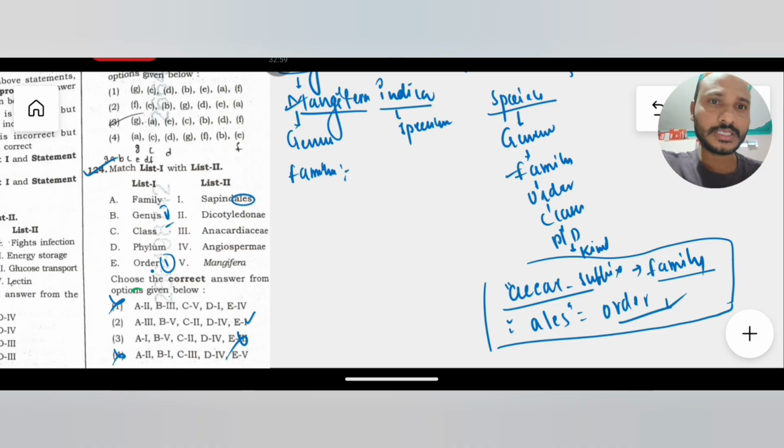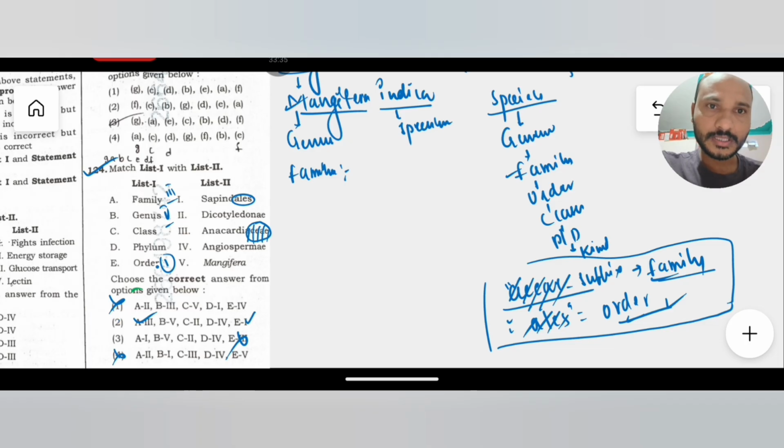So if you know the order ends with ALES, then it will be order. If it ends with ACEAE, then it becomes family. For example, here we see Anacardiaceae, so it is what? Family. So see where we have family here, A third one. See here A third, where we have A third, see this one. So like that also we can use some elimination method to get this answer.